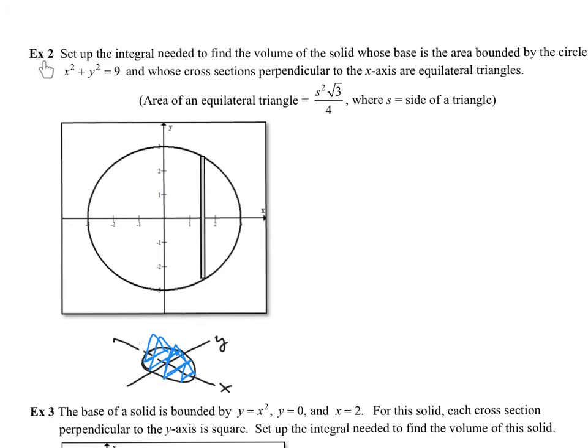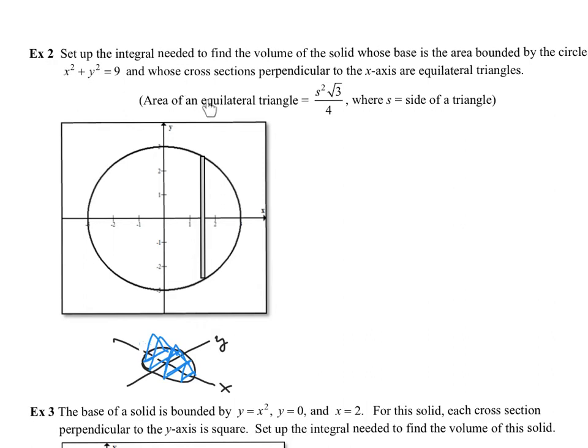In example 2, we're asked to set up an integral needed to find the volume of the solid whose base is the area bounded by the circle x squared plus y squared equals 9, and whose cross sections perpendicular to the x-axis are equilateral triangles. So here's my attempt at drawing what would be going on here. The base of this solid is a circle, and then the known cross section would be these equilateral triangles. All right, so let's see if we can find the integral that would find that volume.